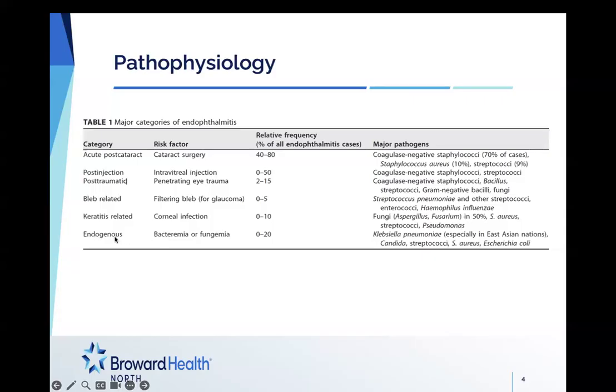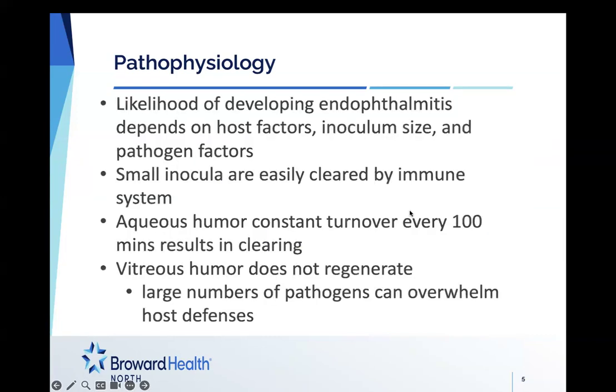And then lastly, through the endogenous spread with the bacterial and fungal infections, we see Klebsiella, which is really high in East Asian nations. Candida is the most common fungi, and again, streptococci, Staph aureus, and E. coli. So the likelihood of developing endophthalmitis is going to depend on the host factor, the inoculum size, and pathogen factors.